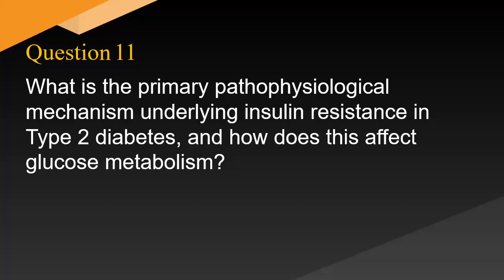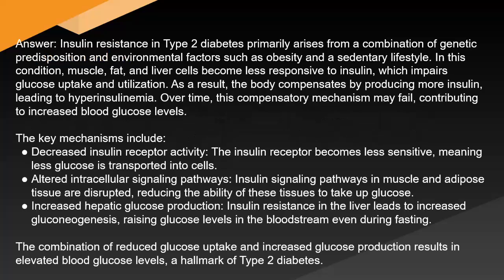What is the primary pathophysiological mechanism underlying insulin resistance in type 2 diabetes, and how does this affect glucose metabolism? Answer: insulin resistance in type 2 diabetes primarily arises from a combination of genetic predisposition and environmental factors such as obesity and a sedentary lifestyle. In this condition, muscle, fat, and liver cells become less responsive to insulin, which impairs glucose uptake and utilization. As a result, the body compensates by producing more insulin, leading to hyperinsulinemia. Over time, this compensatory mechanism may fail, contributing to increased blood glucose levels.